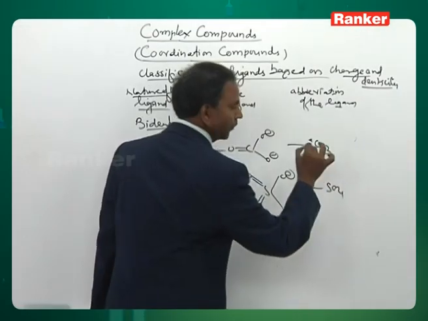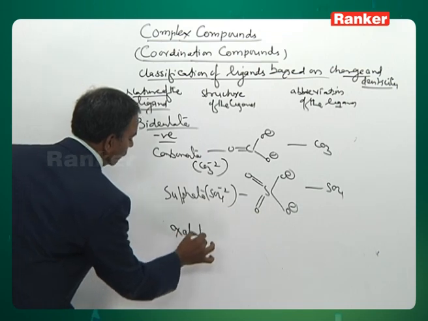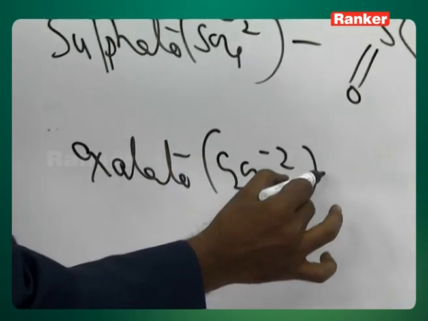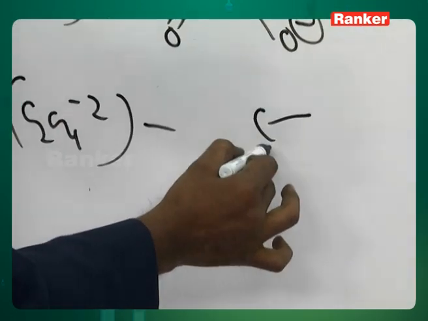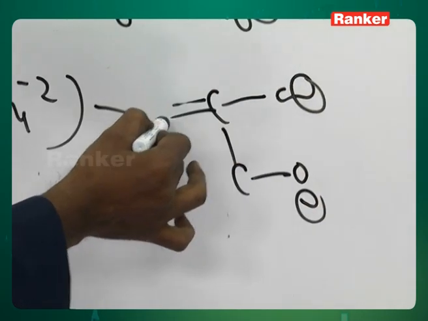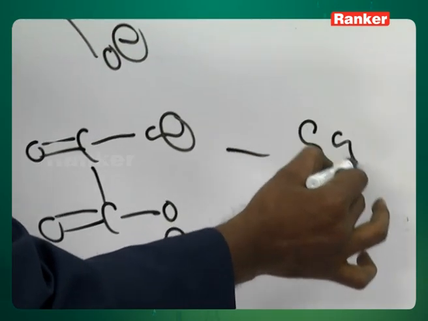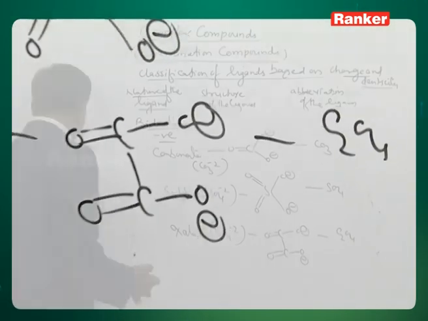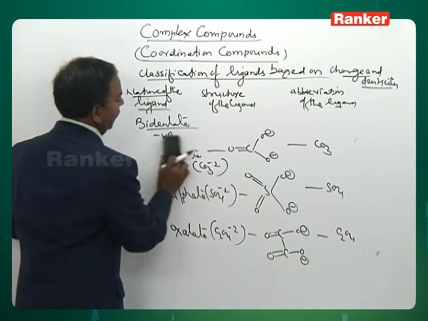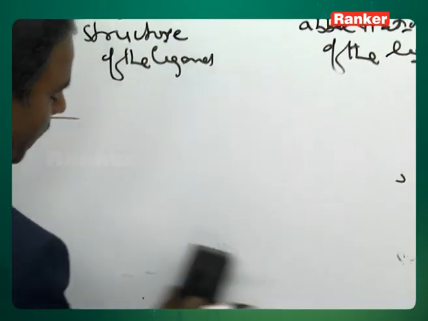Next, we take oxalato ligand. Oxalato ligand is C2O4 minus 2. Structure of this particular ligand, like this. This is C2O4, oxalato ligand. So carbonato, sulfato, oxalato, many are there in this. I'll show a few more bidentate negative ligands.